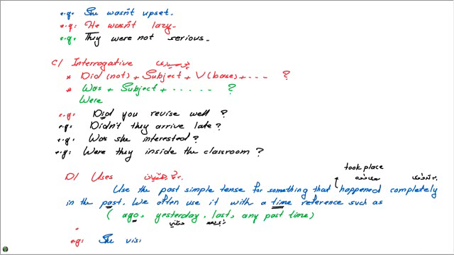For example, we say she visited me yesterday. Or we can say last year we faced many difficulties. She visited me yesterday. Yesterday is an adverb of time, which is usually used with the past simple tense. And last year, we faced many difficulties. Last also is an adverb of time, which is usually used with the past simple tense.